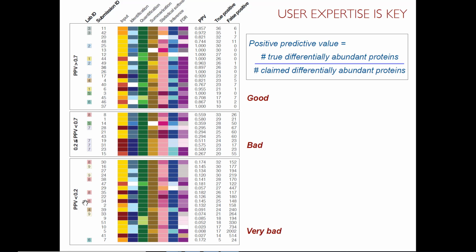And so the next thing you can actually ask yourself is, okay, but can we at least say some things like, for example, did MaxQuant do better than Skyline?